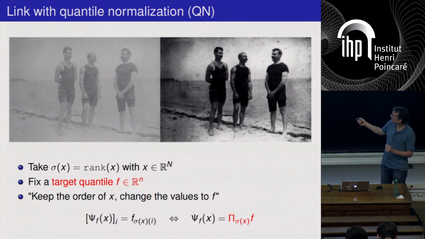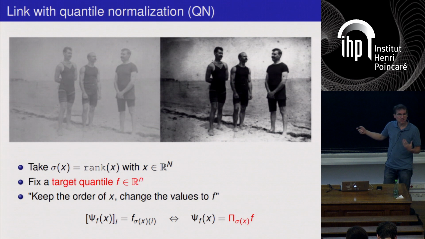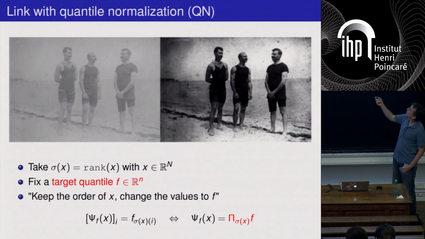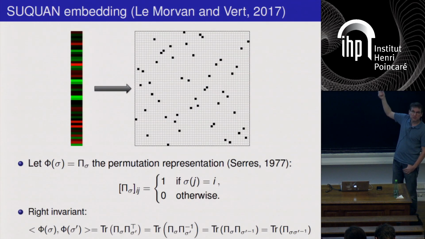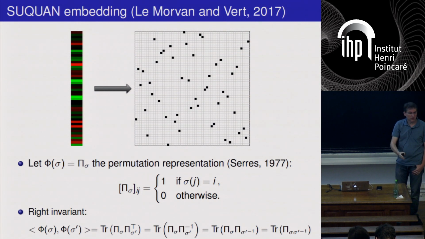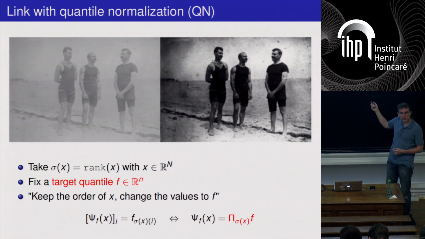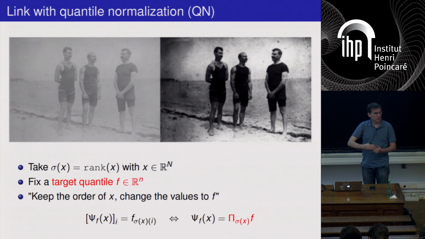So this is formally what you do. And if you think a bit about it, this can be summarized in just a simple matrix multiplication, which is that to obtain this image, you just extract the permutation, you compute this matrix representation of the permutation, and you multiply it on the right by your target vector f. Okay, so technically, going from here to here amounts to computing sigma of x, then computing the matrix representation of the permutation, and multiplying on the right by f, which would be the target vector of values, let's say from the lowest to the highest.